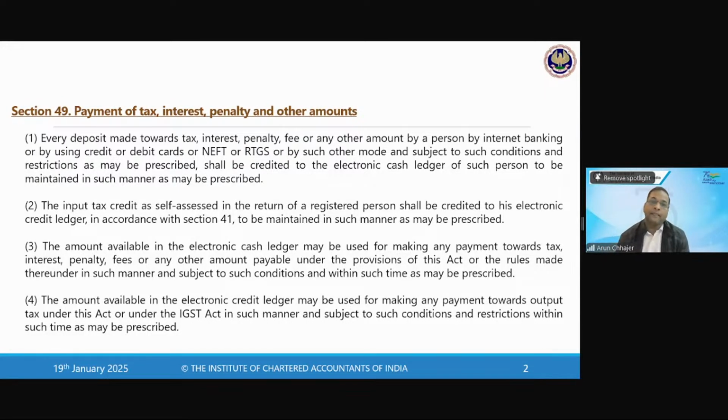Payment of tax, interest, penalty, and other. For this, we need to read Section 49, Section 49A, Section 49B, Rule 88A, and Circular 98. Always remember these 5 things we need to read together to understand the concept of payment of tax, interest, penalty. ठीक है. उसके बाद we will discuss about electronic cash ledger, electronic credit ledger. There are multiple ledgers that we will discuss.